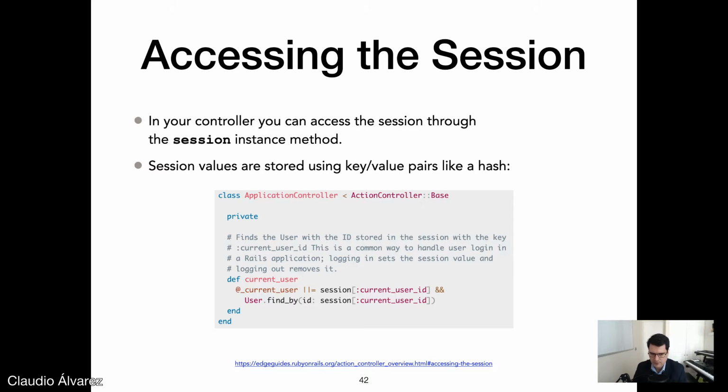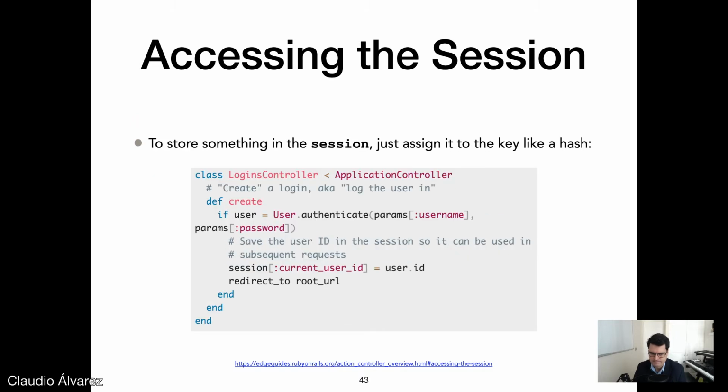Acá hay un ejemplo de, digamos, obtener el usuario actual. Entonces, si es que ya hay un usuario en la sesión, obtiene el ID desde la sesión. Y si es que el usuario no está en la sesión, entonces lo va a buscar a la base de datos. Esto es como el clásico ejemplo de poder hacer un controlador de logins.